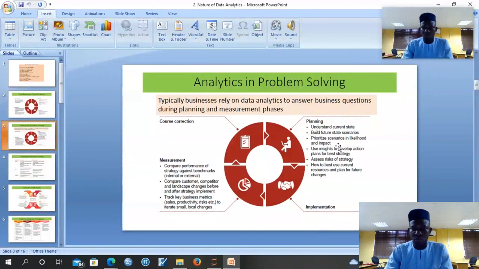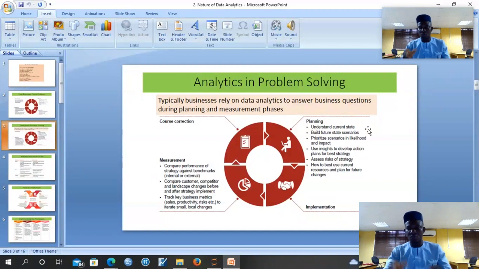For example, you need to understand the current state during planning. You build future state scenarios. Scenarios are possible alternatives based on probabilistic analysis, that is, either A or B. If A happens, C or D could also happen. So you pace the scenarios and then you analyze the different ones. Prioritize scenarios by likelihood and impact. Use insight to develop an action plan for the best strategy.